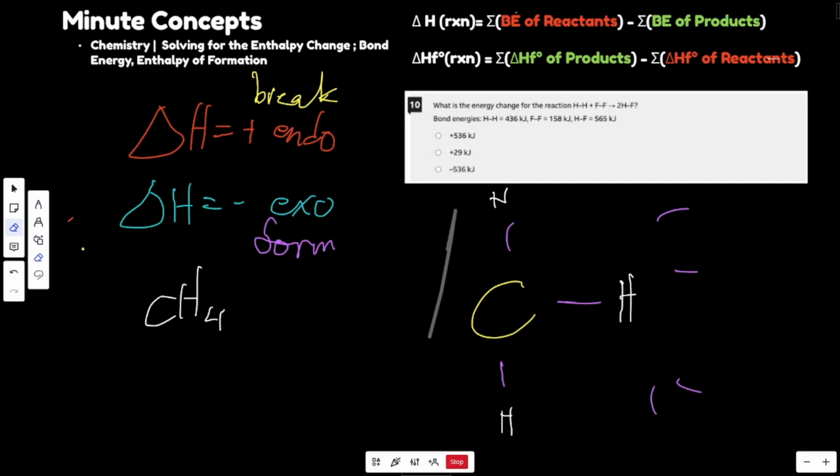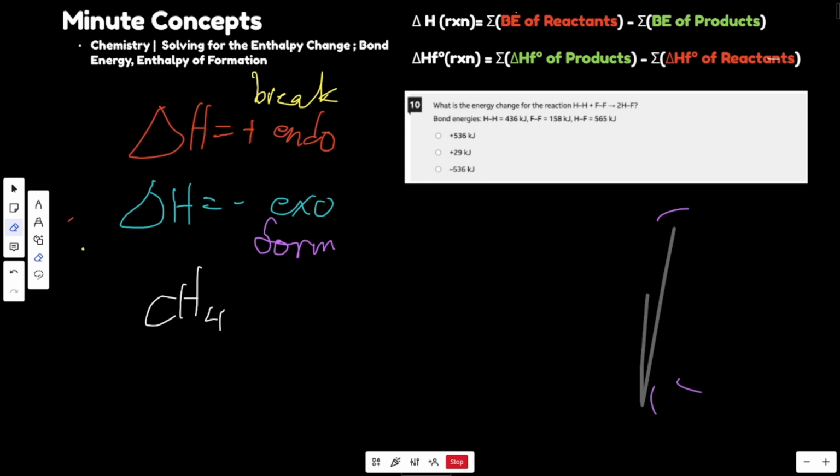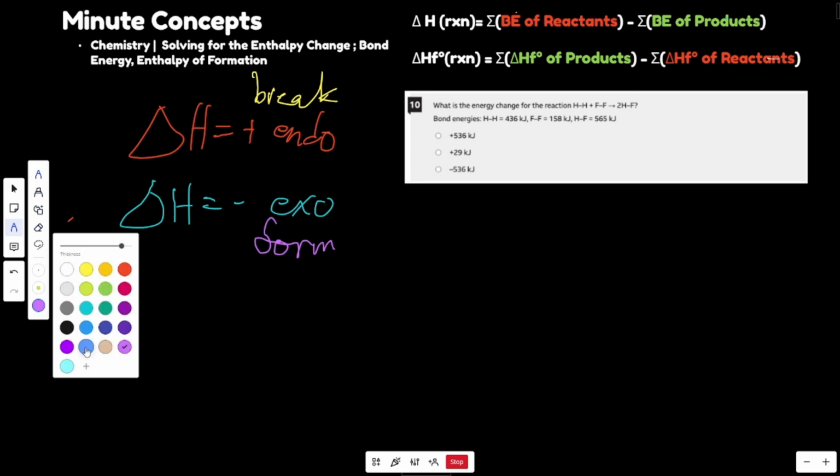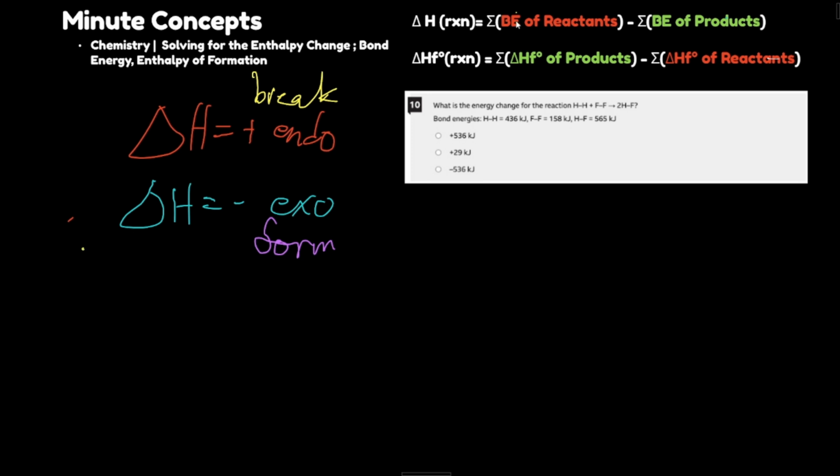Well, the first step is by understanding the formula. The formula is already given above. The formula for solving for the enthalpy of a system or a reaction, given the bond energy, is the summation of the bond energies of the reactants, minus the summation of the bond energy of the products. What does that look like?